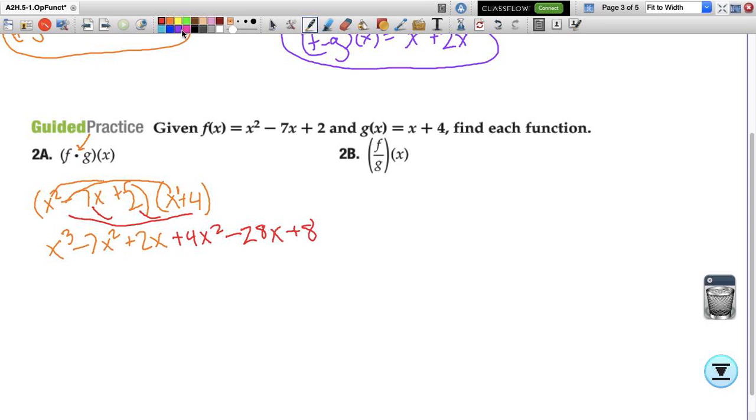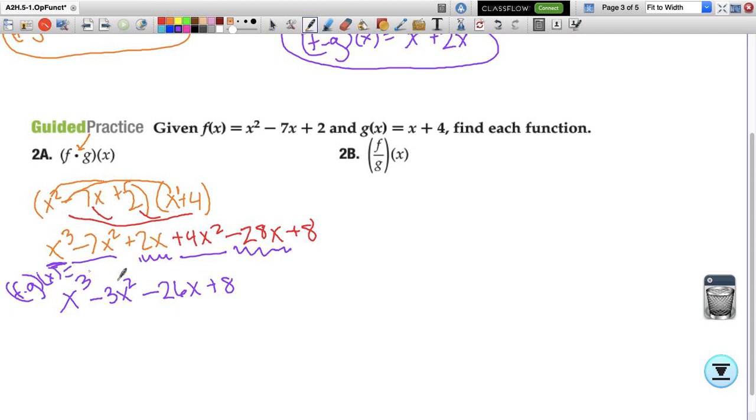My last step is to combine like terms. So my highest power here is x to the third. Then I have a negative 7x squared and a positive 4x squared, which gives me negative 3x squareds together. Then I have a 2x and a negative 28x, which gives me negative 26x, and then a plus 8. Now again, I should put my label of what work I did. F times g of x equals, and then this answer right here.